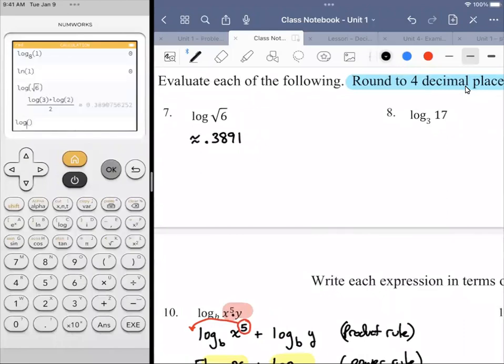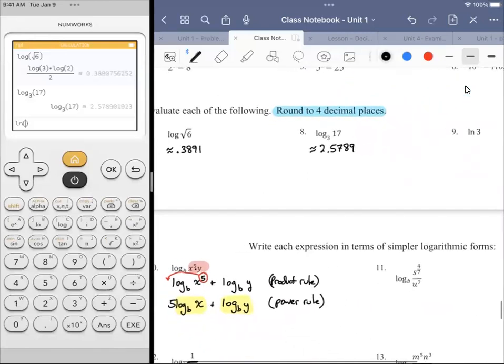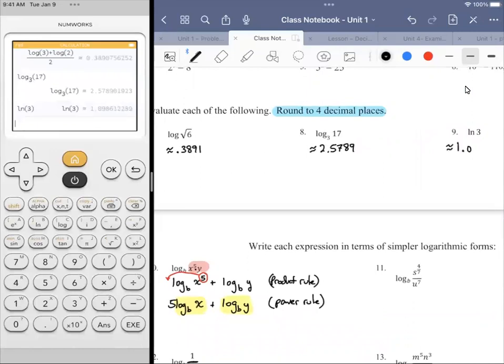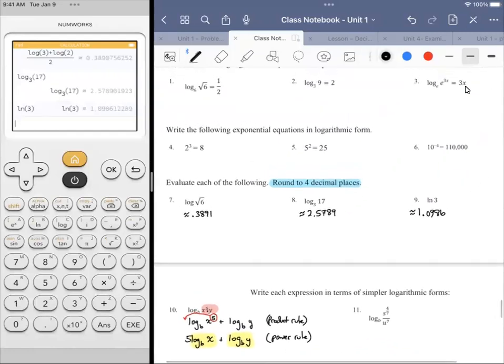All right. Log base 3 of 17, about 2.5789. And then the natural log of 3, about 1.0986. Those were quick and easy. That's why I just did all three of them.